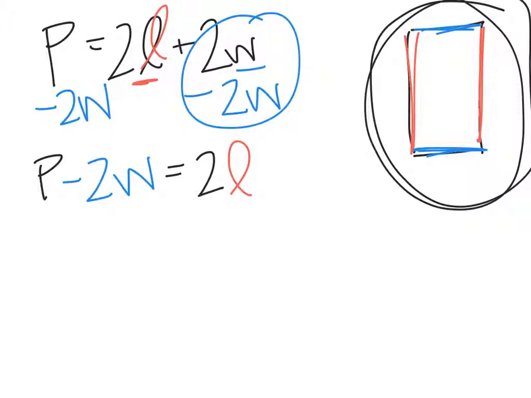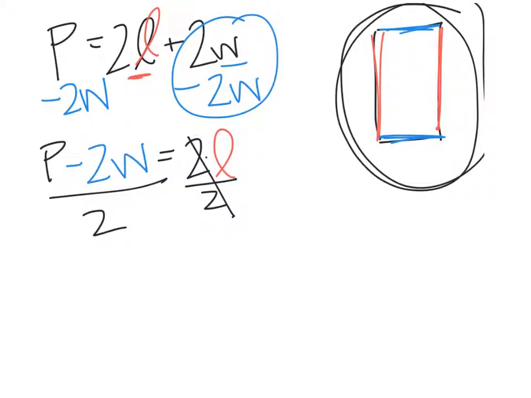Well, 2 times l is really a multiplication, right? So the opposite of multiplication is division. So what we're going to do is divide by 2 on both sides. 2 divided by 2 is 1, which is perfect. We have 1l left on one side, and now we have p minus 2w over 2 is equal to l. Now we can write this a few different ways. We can write L is equal to (P minus 2W) over 2, which is exactly how we solved it.